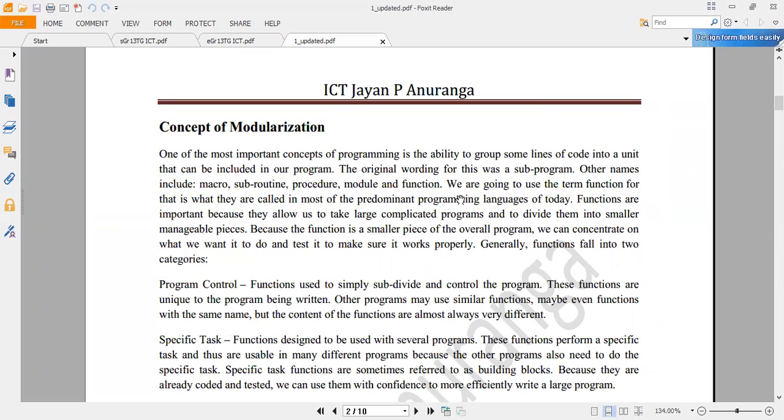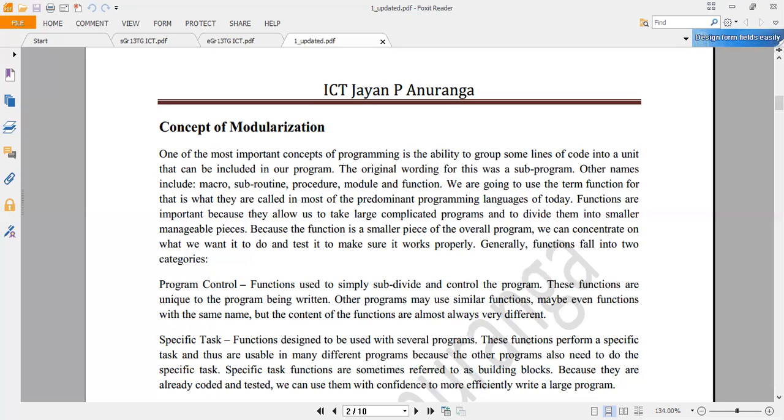Then we are going to use the term function, for that is what they are called in most of the predominant programming languages of today. Functions are important because they allow us to take large, complicated programs and divide them into smaller, manageable pieces. Because the function is a small piece of the overall program, we can concentrate on what we want it to do and test it to make sure it works properly.